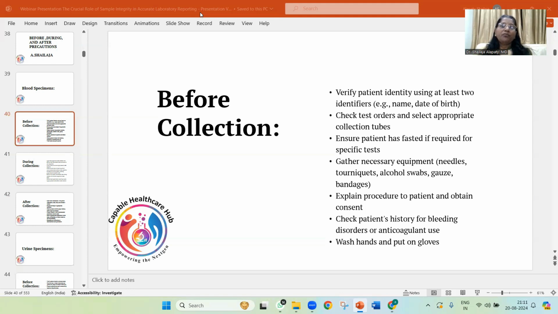Understood, ma'am. But as per NABL, it's a question just to understand technically. As per NABL, what is supposed to be mentioned on the report? Sample received time, or collection time, or billing time? Collection time and authorized time, or report printed time?